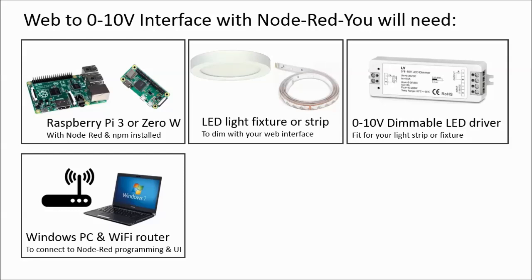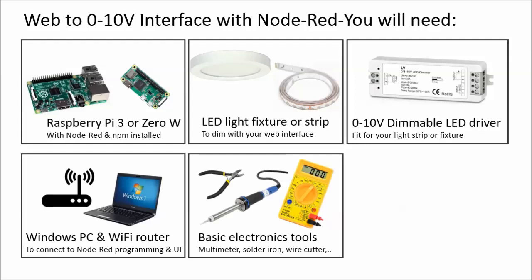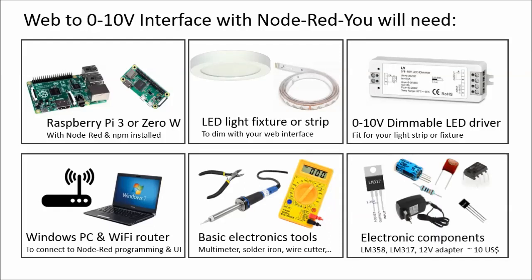This is to connect to the Node-RED programming environment and the Node-RED user interface. Then you will need some basic electronic tools, like a multimeter, a solder iron and a wire cutter. At last you will need some electronic components to make your PWM to 0 to 10 volt interface. I will include a list of materials in my comments.